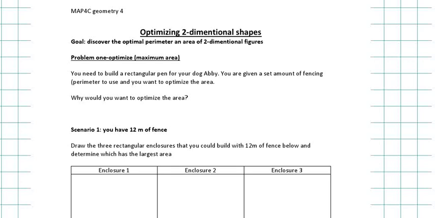So in this case, we have Abby. Abby is our class dog, and we want to build a fence for her. We want to build a rectangular pen for her. You are given a set amount of fencing, so that means my perimeter is set, and we're trying to optimize the area. I'm saying I need to maximize. What do you want to optimize the area for, Abby?